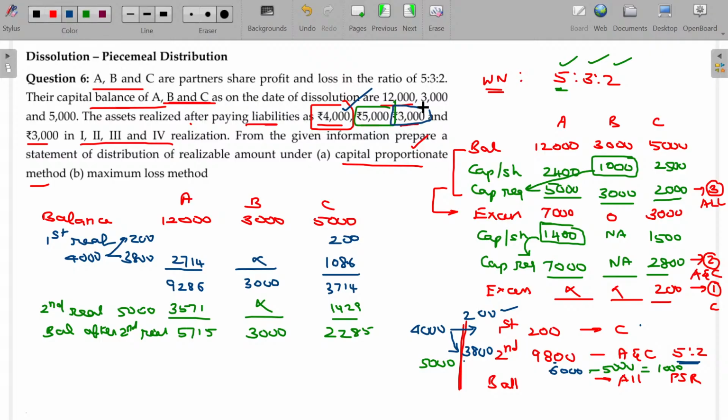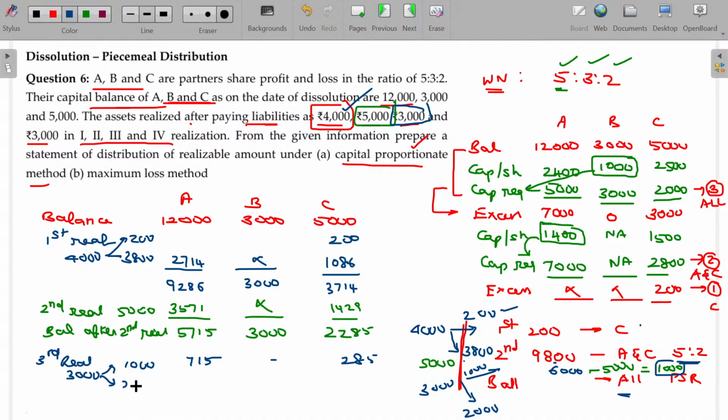Now, we'll go for the third realization. In the third realization, we have 3,000 rupees. In that third realization, still 1,000 is payable only for whom? A and C. Thereafter, balance will be payable to all the partners in their PSR. Okay. This 1,000 is payable to A and C only in their P&L ratio 5:2. 715 for A, 285 for C.